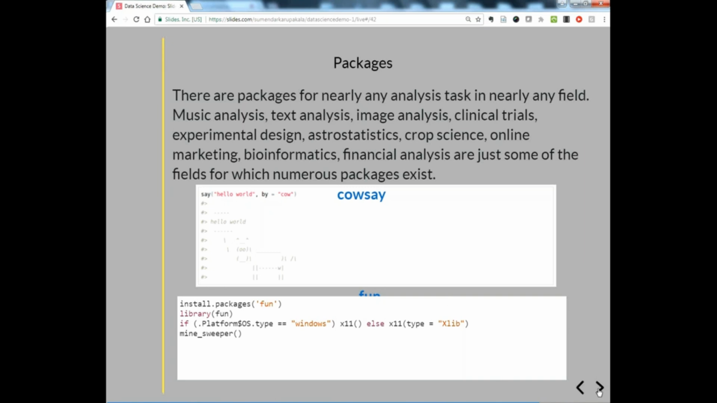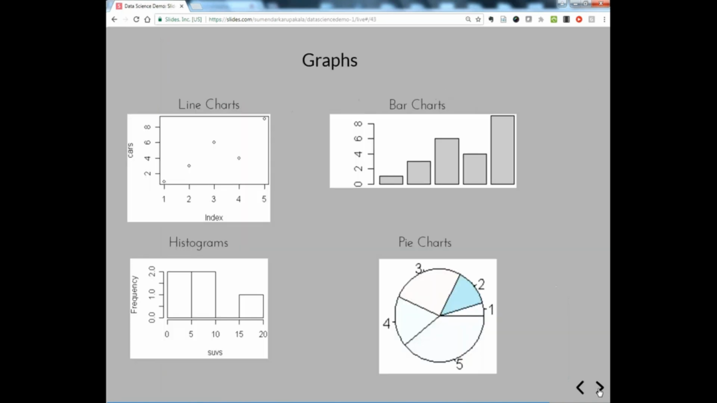So is it like Python or C programming, something like that? Yeah, it's similar to Python only.